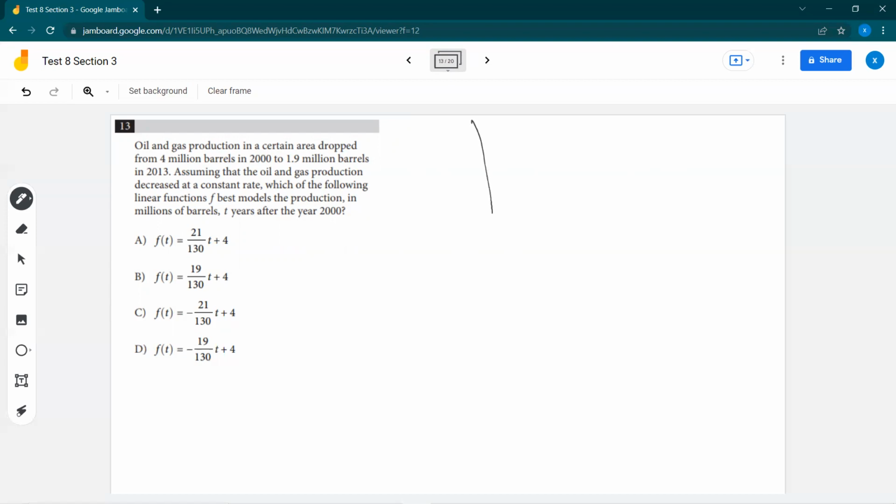So if we graph that, 0 is our 2000, and 4 is our y-intercept. We're going down to 1.9 in 2013. So it's a 13, and that's 2013, and it's dropping down to like a 1.9. That's what our line's going to look like.